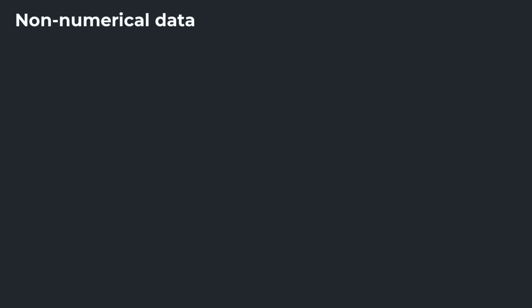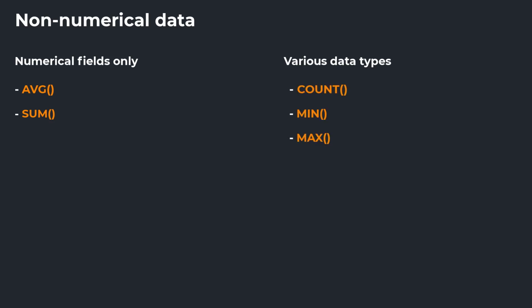Although these functions appear to be mathematical, we can use several of them with both numerical and non-numerical fields. Average and sum are the 2 aggregate functions we can only use on numerical fields since they require arithmetic. We can use count, minimum, and maximum with non-numerical fields as we already saw with count in previous lessons.